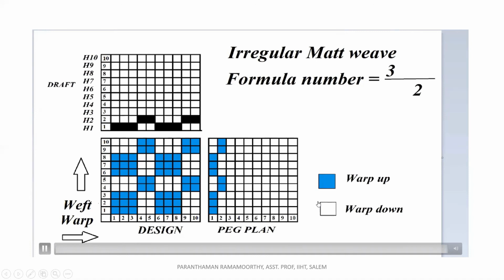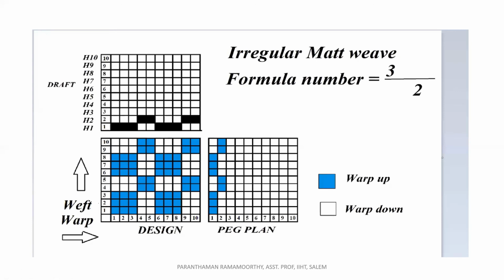So this is the basics of plain weave. So the plain weave is the arrangement of warp up and warp down in alternate manner. Then further, the derivatives of the plain weaves are warp rib, weft rib, and mat rib. The warp rib, regular and irregular. Weft rib also, regular and irregular. The mat weave also, regular and irregular designs are there.